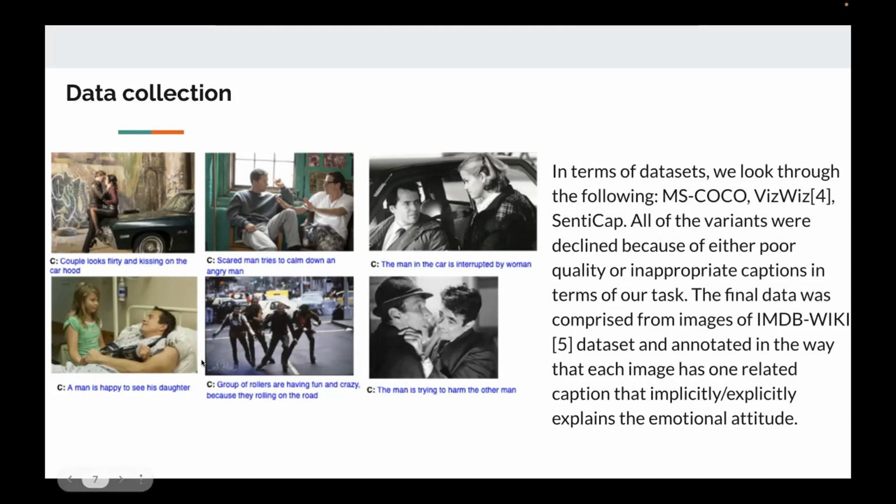But we can understand what this dataset is like just by viewing the image in the left bottom corner. Here you see a caption: a man is happy to see his daughter. This is the thing we really wanted, because this caption means that the man is happy because he is seeing his daughter in this particular image. So this caption implicitly explains why the man has such an emotional attitude in this image.